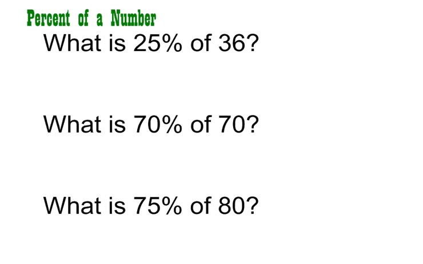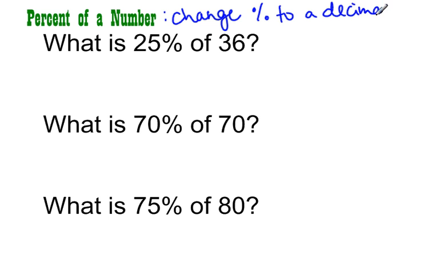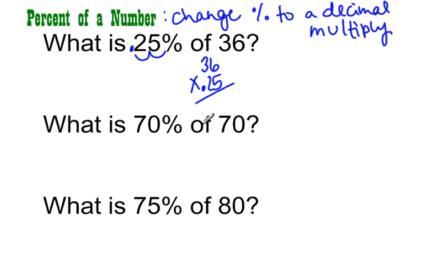And our final concept for today is percent of a number. What is 25% of 36? Percent of a number, we're going to change the percent to a decimal, and then we're going to multiply. So 25%, 1, 2, that's 0.25. So I'm going to do 36 times 0.25.